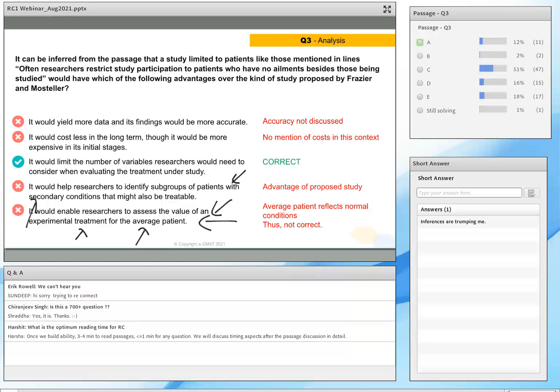The clinical trials do not do that. They are not looking into patient subgroups. They are not looking into anything. The patient subgroup thing only comes up as an advantage for F&M's suggestion of making the clinical trials larger. So choice D is definitely wrong.